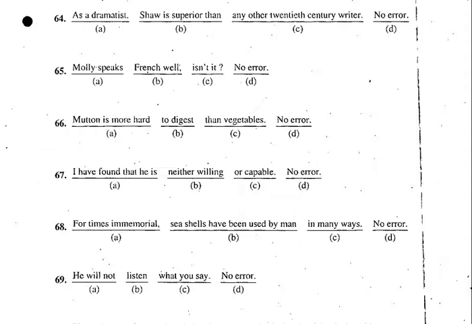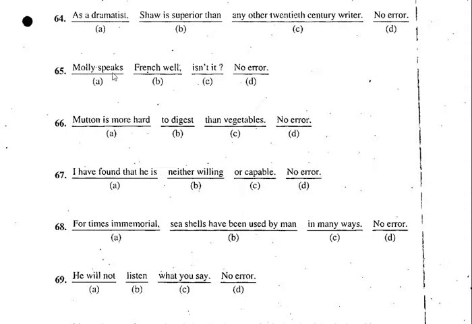Okay. Let's go to the next one now. Question number 65. See, here 64 and 65 are very important ones. Question 65, question tag. Molly speaks French well, isn't it? No error. Now whenever we are discussing question tags, we have to think about the subject. What is the subject here? Molly is the subject and then the verb is speaks.